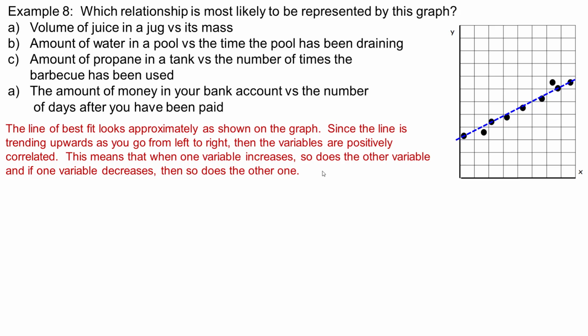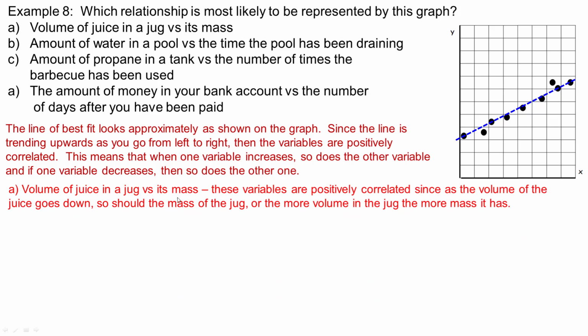So that's what the line of best fit looks like. And when it trends upward, the variables again are positively correlated. So what that means is that when one variable increases, so does the other variable. And if one variable decreases, then the other one does as well. So let's talk about these scenarios. Volume of juice in the jug versus its mass. Those variables should be positively correlated, since as the volume of the juice goes down, so would the mass of the jug, or if you put more volume in the jug, it's going to have more mass. So A should be the correct answer here.